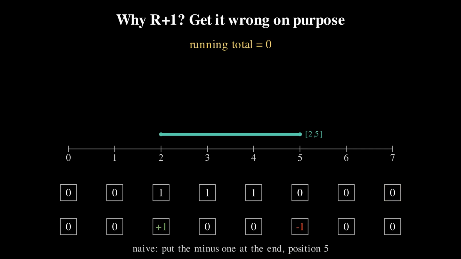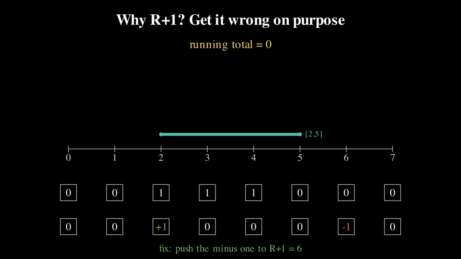And then at 5 we subtract immediately, so the total drops to 0 right here. But that is wrong. 5 is supposed to be covered, and we just erased it. The subtraction fired 1 step too early. The range includes 5, so coverage should only fall off at the very next position.